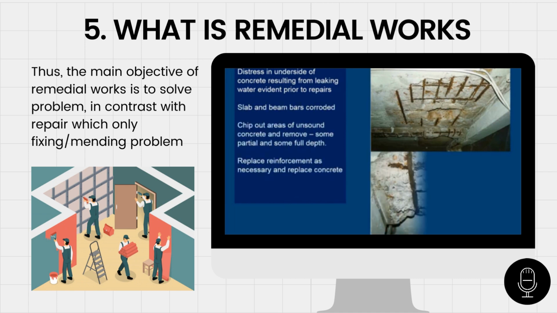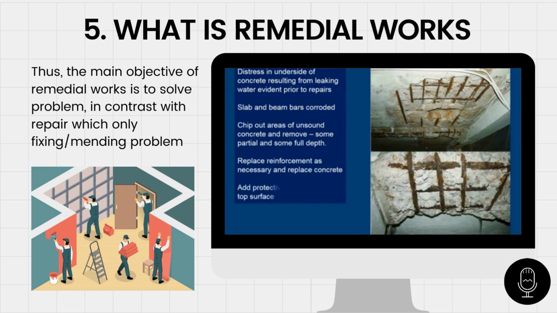Beams and slab bars were severely corroded in a number of areas. Chipped out areas of unsound concrete were removed and replaced. The lower picture is a picture of the reinforcing at the end of one of the beams next to the column.